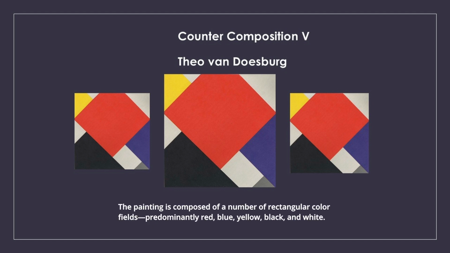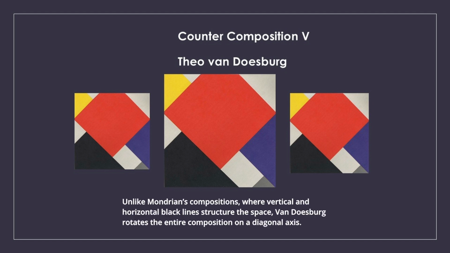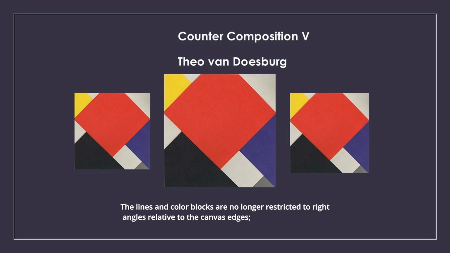The painting is composed of a number of rectangular color fields, predominantly red, blue, yellow, black, and white. Unlike Mondrian's compositions, where vertical and horizontal black lines structure the space, van Doesburg rotates the entire composition on a diagonal axis. The lines and color blocks are no longer restricted to right angles relative to the canvas edges, instead, they are arranged with a 45-degree rotation, creating a sense of movement and tension.